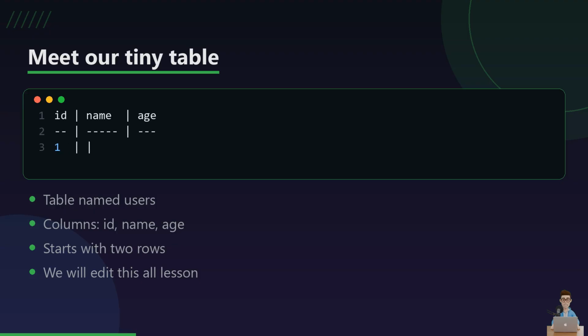Here is the little table we will play with all lesson: users, with three columns: ID, name and age. Right now it holds two people, Alice and Bob. Keep this picture in your head because every command we run either grows it, tweaks it or shrinks it. Nice and small on purpose.